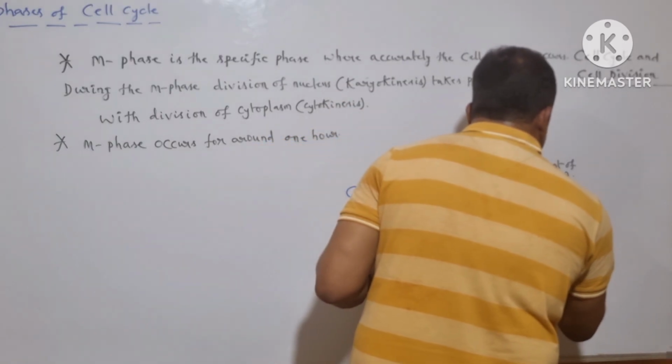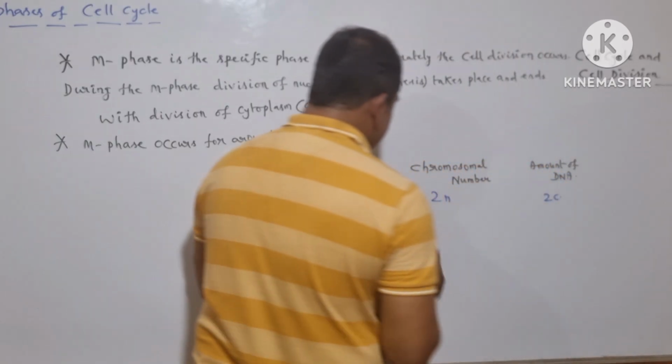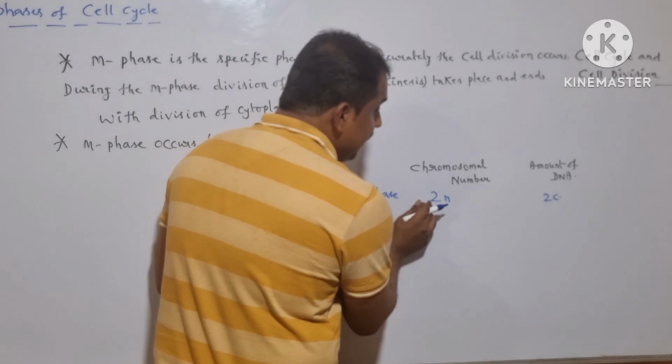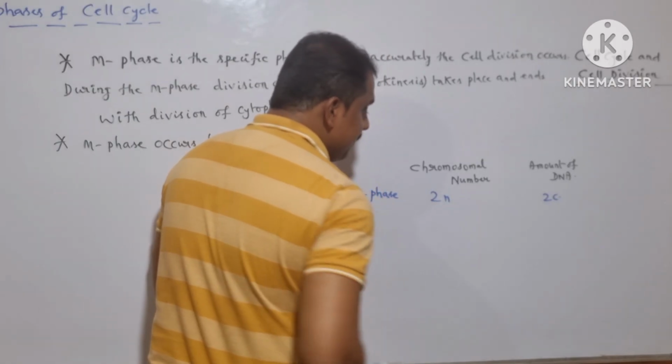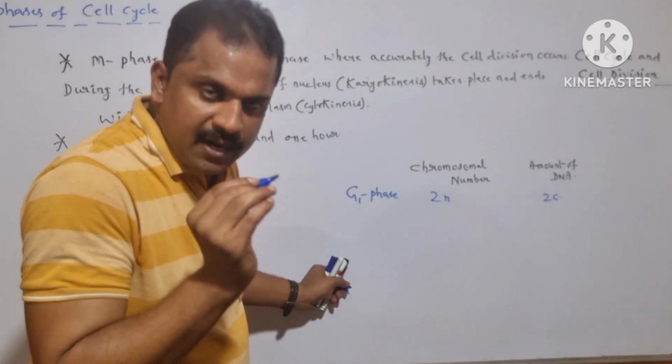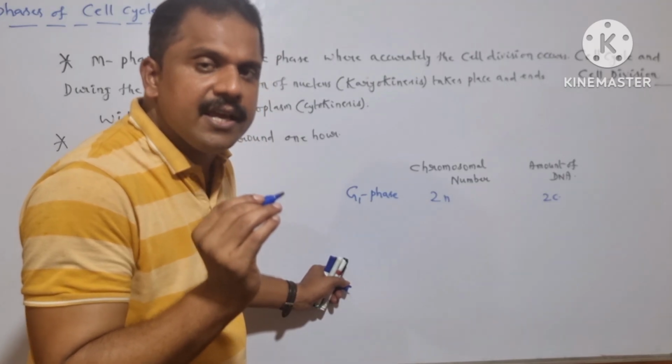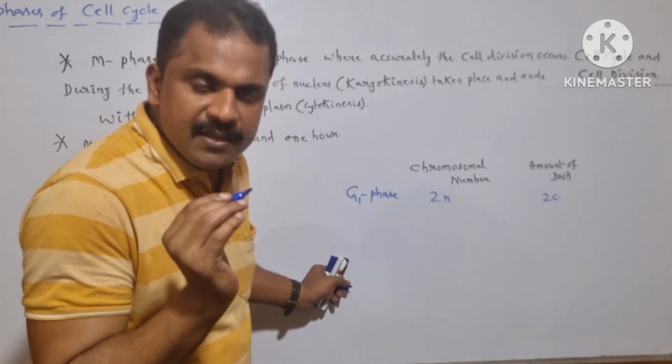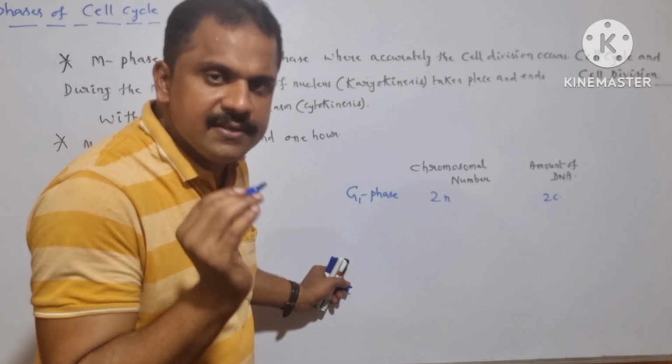Amount of DNA, here it is nothing but 2c. So why is the chromosomal number indicated as 2n during the G1 phase? Basically all the cells in humans, or all the cells in eukaryotes, are diploid in nature. So what is the meaning of a diploid cell here?